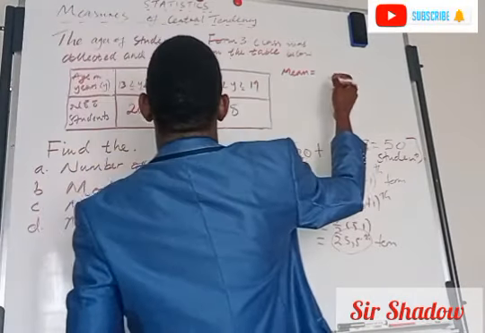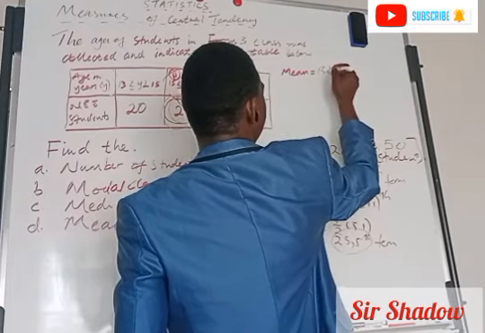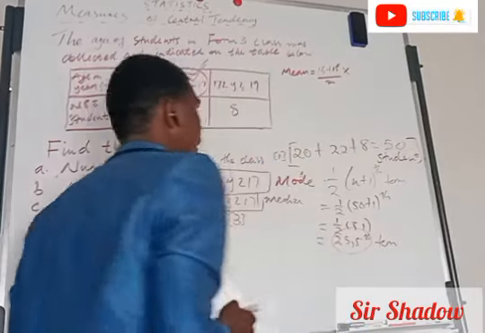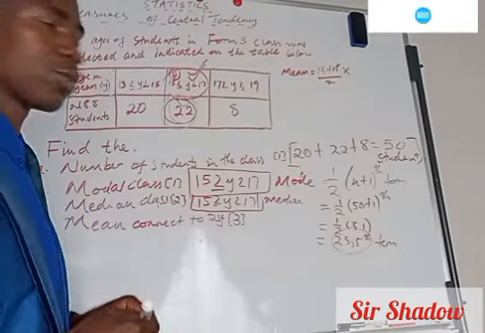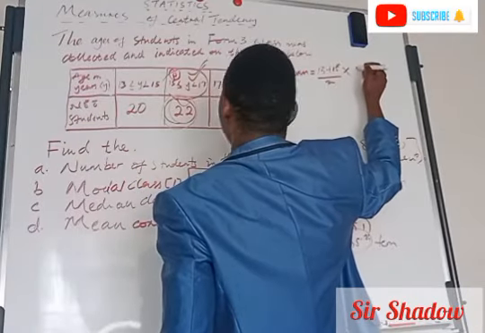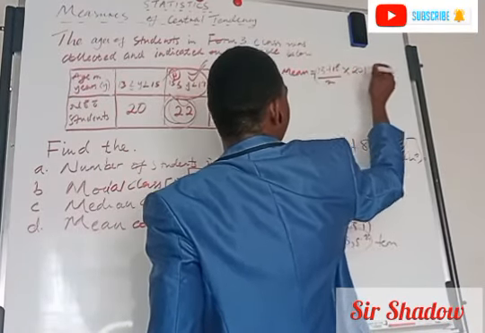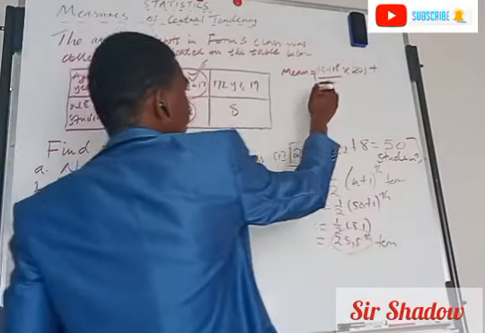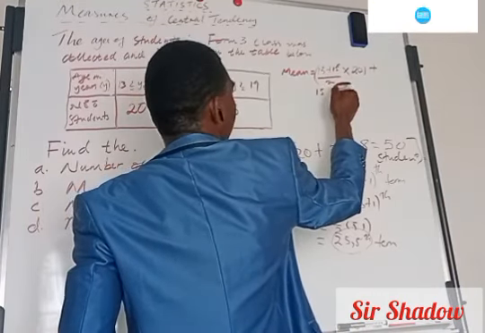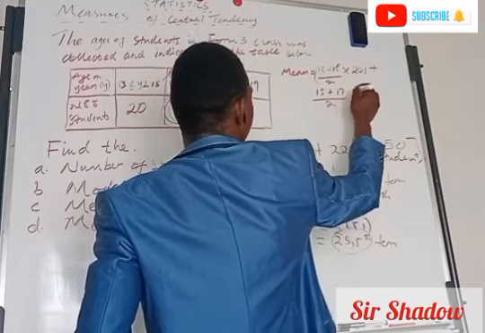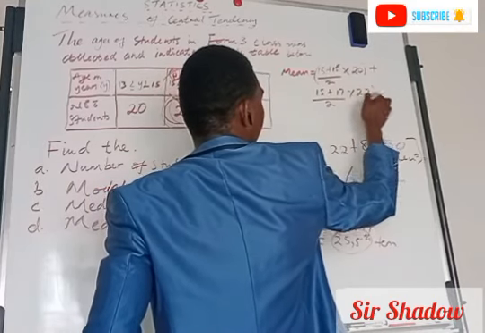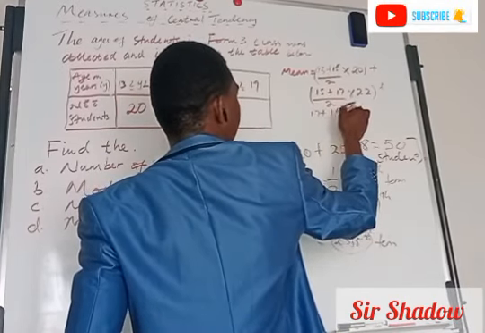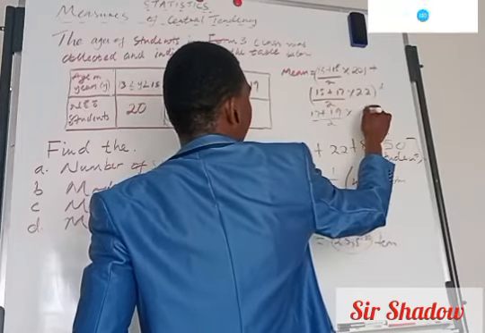We are saying 13 plus 15 divided by 2 multiplied by the number of students given, which is 20, plus the second one, we have 15 plus 17 divided by 2 multiplied by 22, then plus 17 plus 19 divided by 2 multiplied by 8.